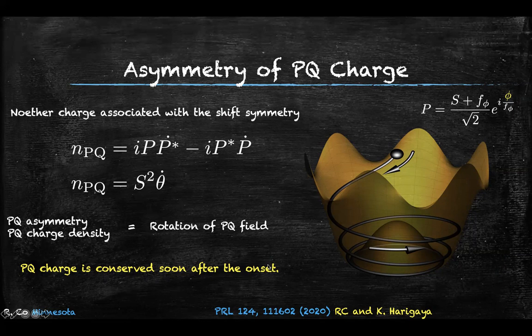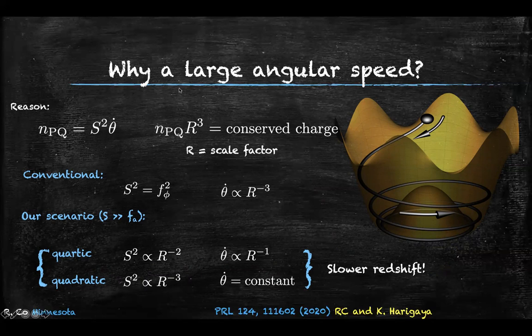All right, and now I'm going to argue why in our case, or in the case of Affleck-Dine, there's actually expected to be a large angular speed.